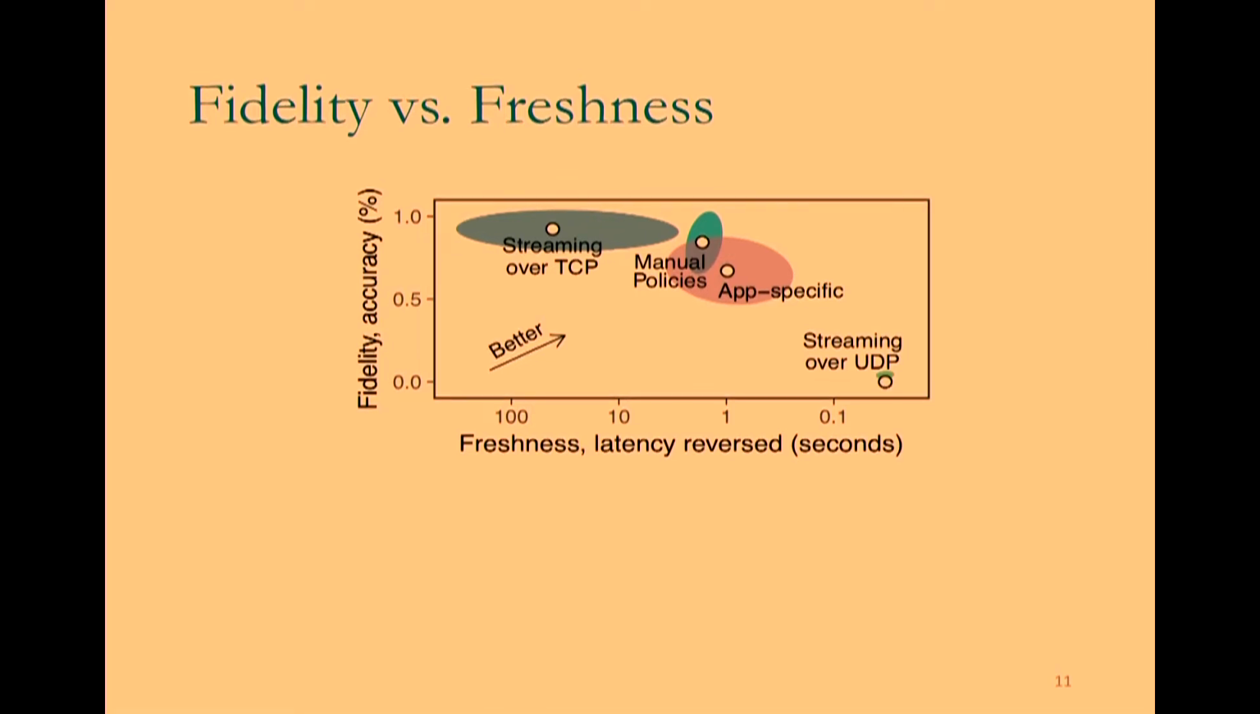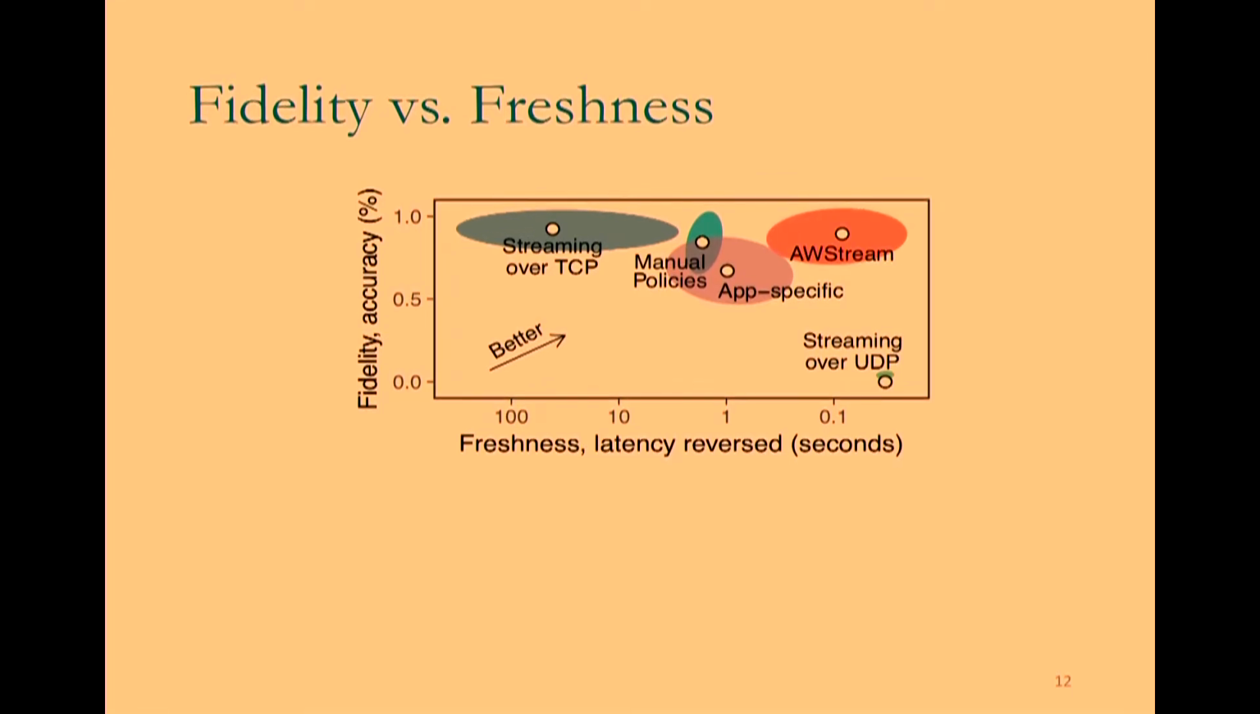So the options that we discussed in the earlier list are basically design points on this trade-off space. TCP is on the upper left corner, which can give you very high accuracy, but bad latency. UDP is on the bottom right corner, which gives very low fidelity, but very small latency as well. Manual policies explore this trade-off space, but they can be suboptimal for many cases, and application-specific optimizations can also be suboptimal when the application changes.